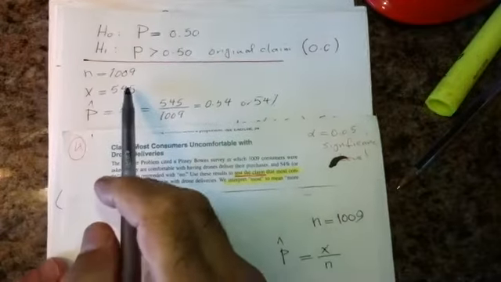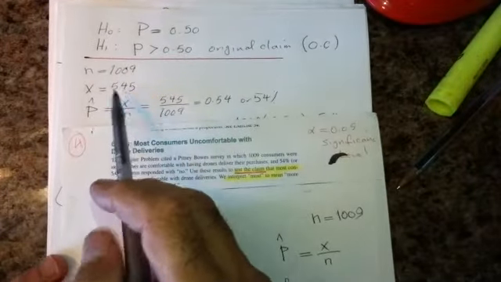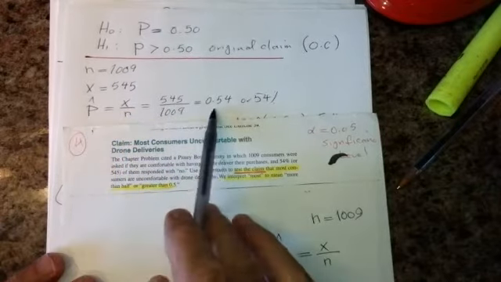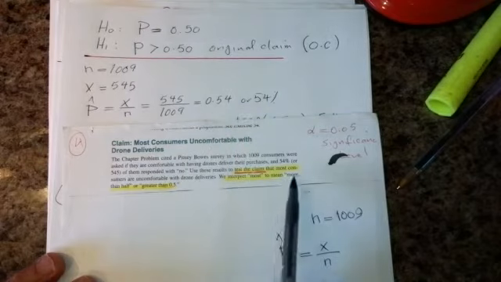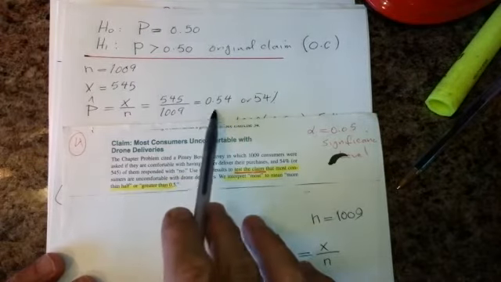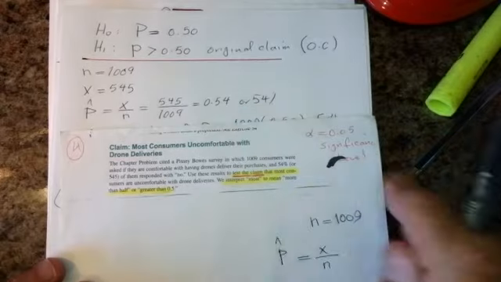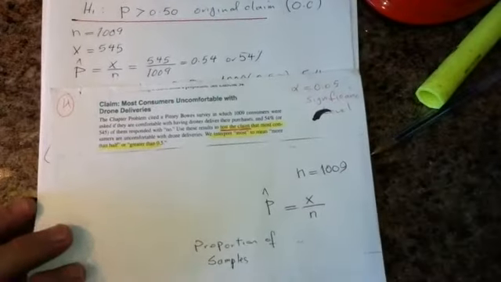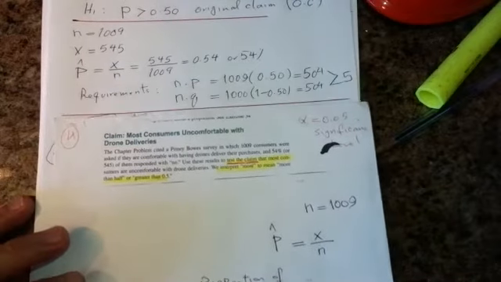N is already given, 1009, X is 545. So we find the P hat. P hat is the proportion of the sample. It's given in the problem, they said it's 54%, right? But you could still calculate that. There are two conditions. Before we do the problem, we have to make sure that these two conditions are met.